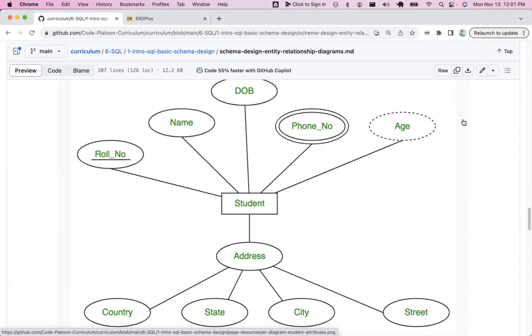Or this line, rather. The dashed oval, I believe, means optional. I don't remember what the double ovals actually mean. I'll look that up. And you can have these sort of composite attributes, right?